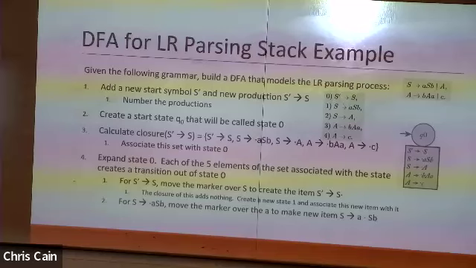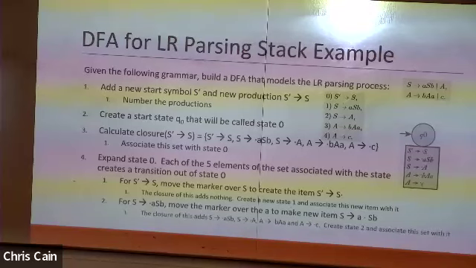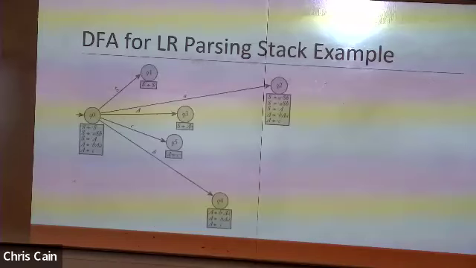For the next one, we want to move the marker over the A to create the new item S arrow A dot S B, that would happen if we did a shift with an A. We then calculate the closure of that. I think that should say A dot S B, not dot A S B. So A dot S B, and then A arrow dot B capital A, etc. You create state 2 and associate that with this. Continue the process for the remaining states that are out of state Q0, and you end up with this.